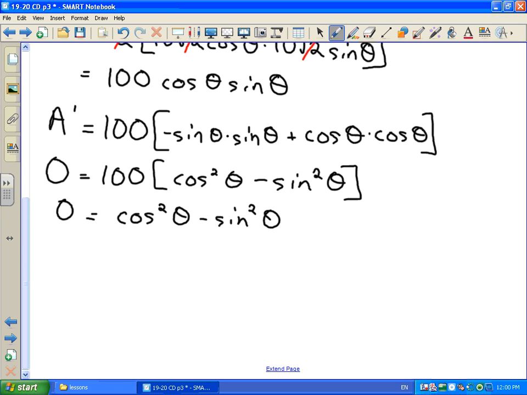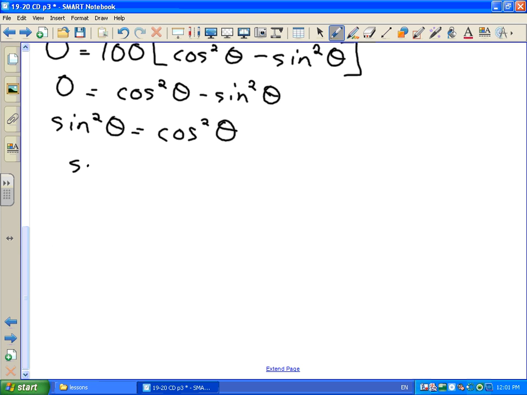If I did cos 2x, no, we don't need to use an identity. Let's bring the sine squared over to the other side. It was negative sine squared theta, so that becomes positive sine squared theta equals cos squared theta. At this point, we can take the square root of both sides and get sine theta equals cos theta.